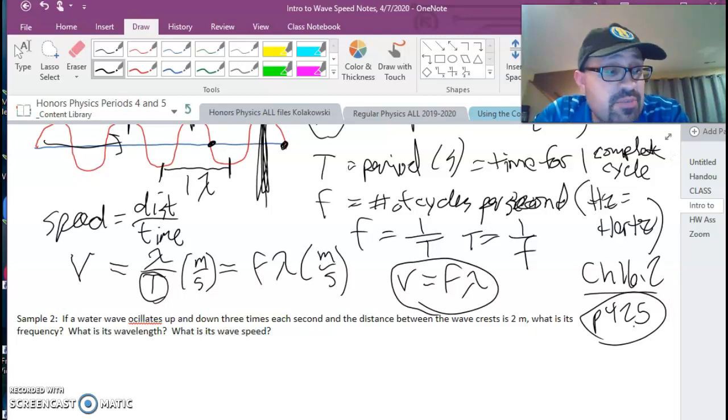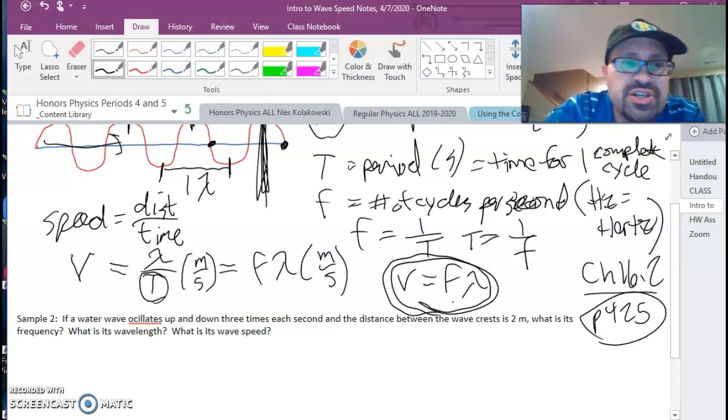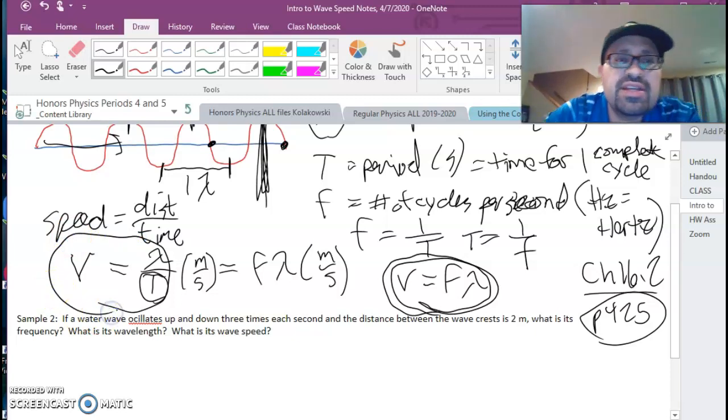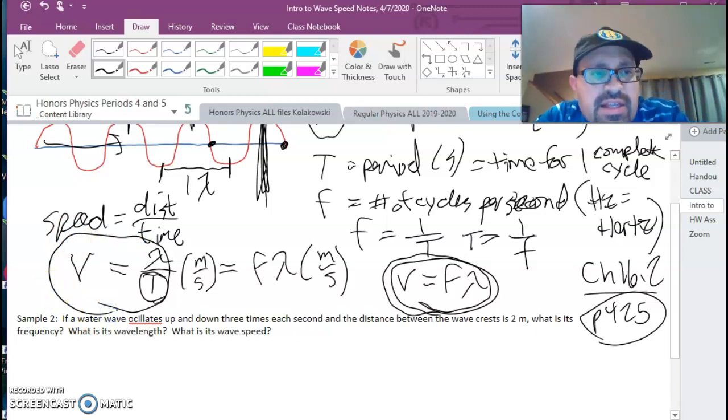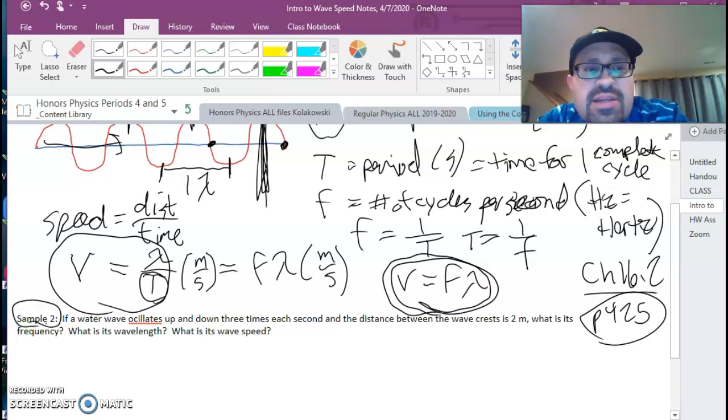If you go to section 16.2, at the end of this section, you'll see some sample problems using our new friend here, wave speed equals frequency times wavelength, or this version here, same difference, wave speed is wavelength divided by period. Sample number 2 here from a different textbook says, if a water wave oscillates up and down 3 times every second, and the distance between the wave crests is 2 meters, what is its frequency? What is its wavelength? What is its wave speed?